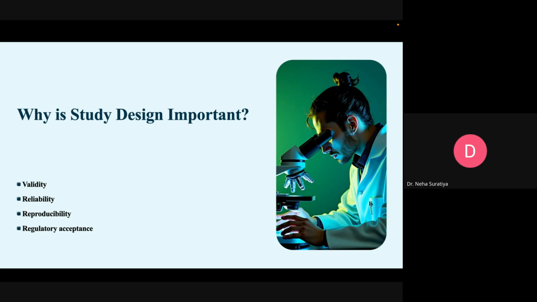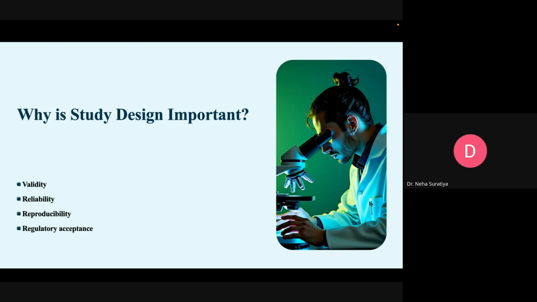Then the second thing is reliability. Reliability means consistency, a very important term. If the study is repeated under similar conditions, the results should also be similar. Reliable studies generate trustworthy evidence for us. So that is also why study design is so important to us.